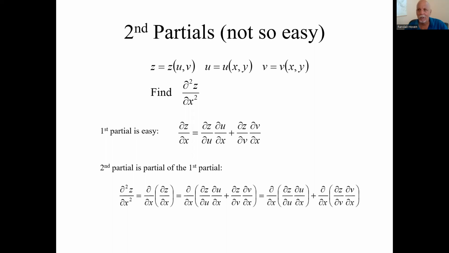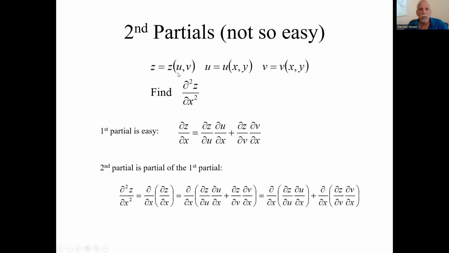Okay, we do one last sort of preparation video before we get into some real vector calculus. The real vector calculus will start with the gradient. But one last little subject here while we're talking derivatives and partial derivatives and chain rules, and that is taking second partial derivatives when you need to use the chain rule. And it's not as easy as what we just covered.